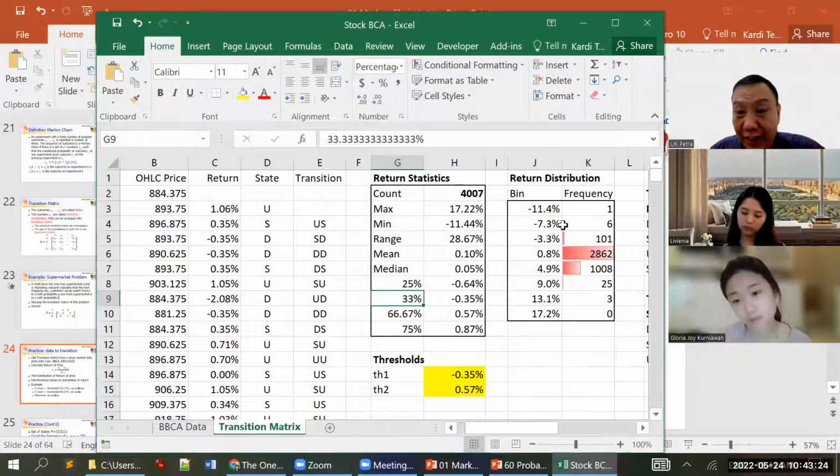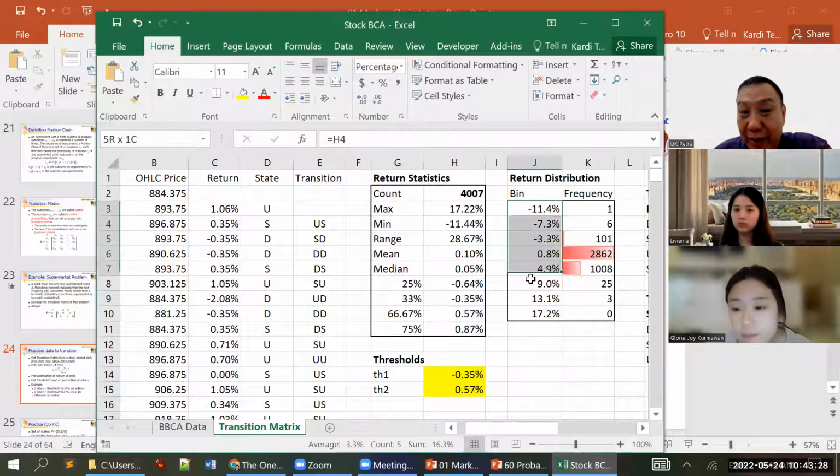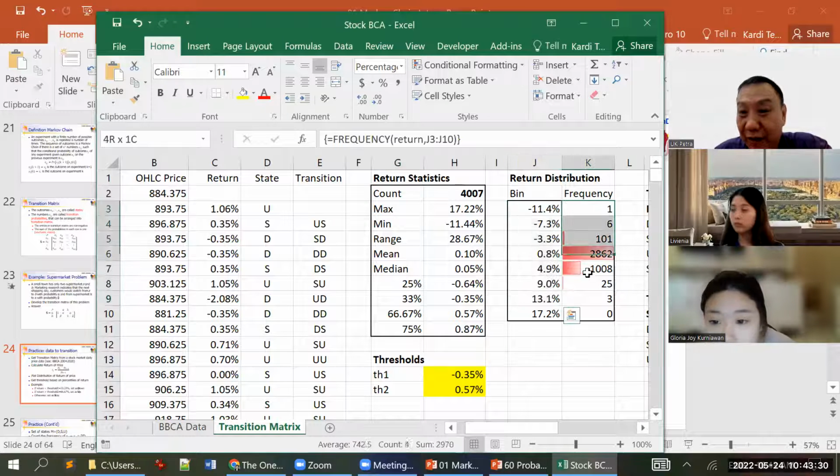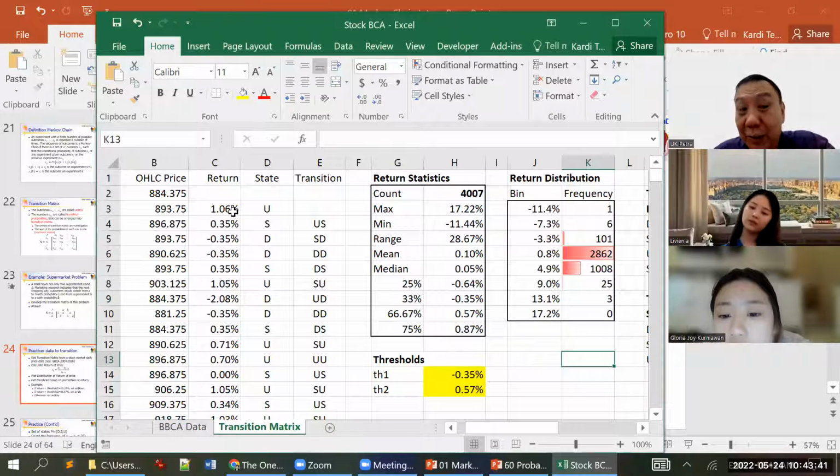Now if you look at the distribution, this is interesting. I create a bin, and then I created the frequency of this return. And look, the distribution looks like a normal distribution actually. Not the distribution of the price, the distribution of the return. Close to normal distribution. In fact, this is log normal actually.